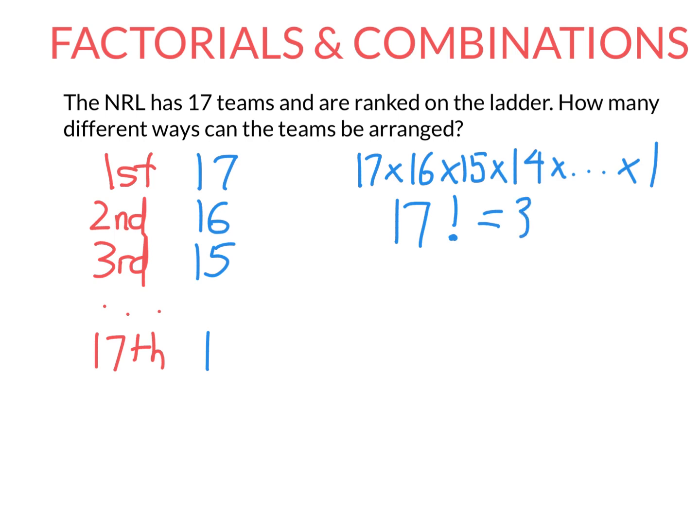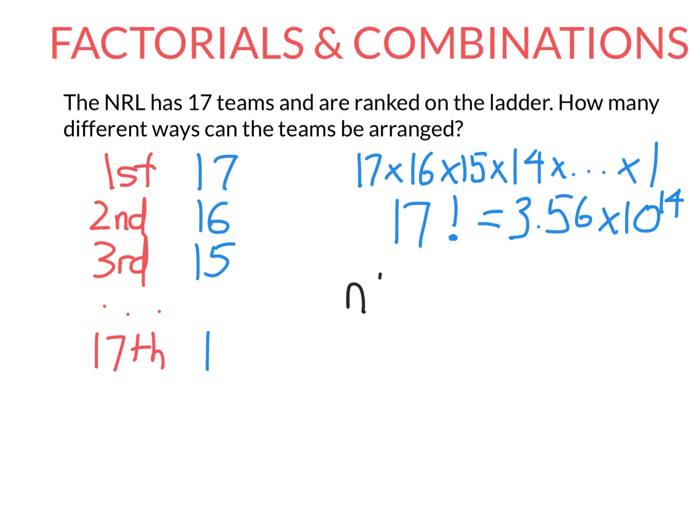You get a large number. It's about 3.56 times 10 to the power of 14. So 10 to the power of 14 is a massive number. It's like 100 trillion. So this is like 3.5 hundred trillion options. There are so many different ways that teams can be arranged. So this factorial is very useful in helping us count things.